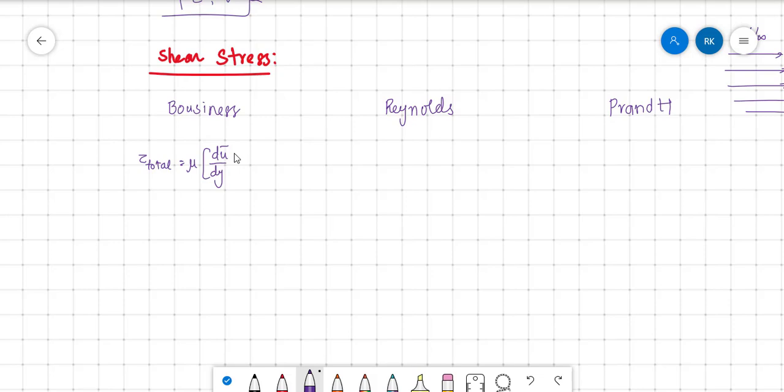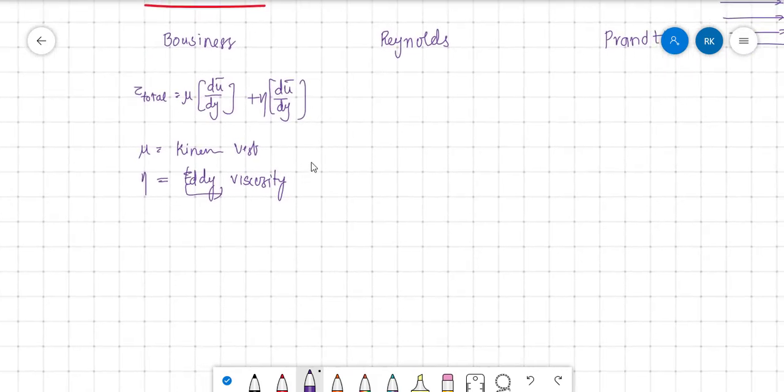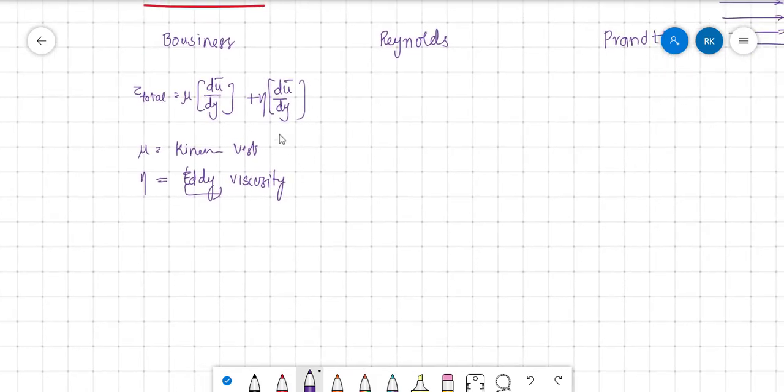du bar by dy plus eta into du bar by dy. So mu is the viscosity, and eta is the eddy viscosity. These eddies are the cause of this turbulence. So Boussinesq gave that formula. This is tau laminar. This is tau turbulent.